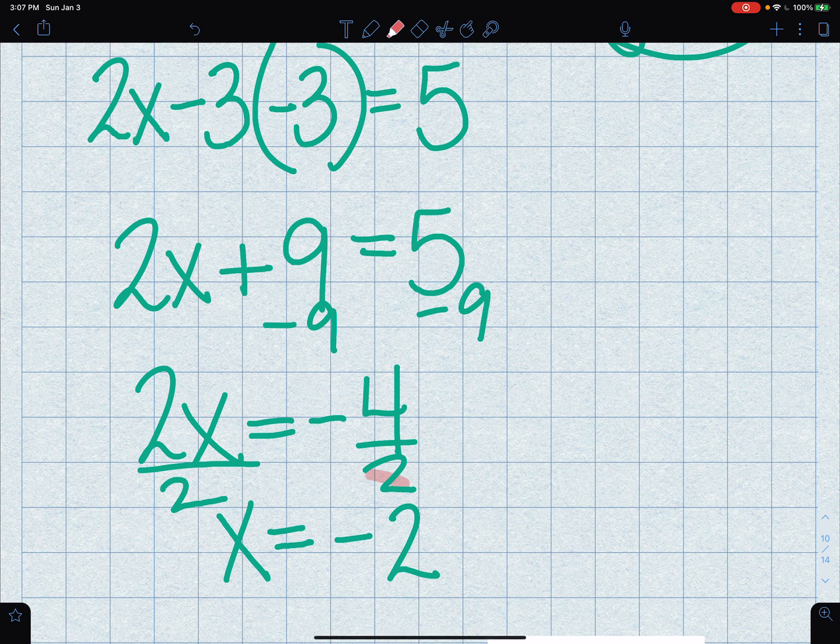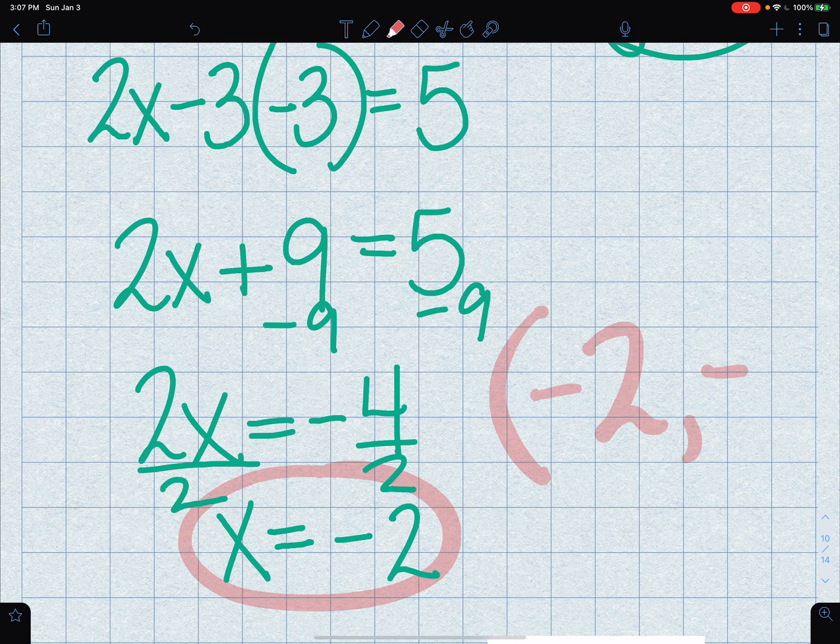Okay. So what is my ordered pair? My ordered pair is -2, -3. Easy peasy, elimination method.